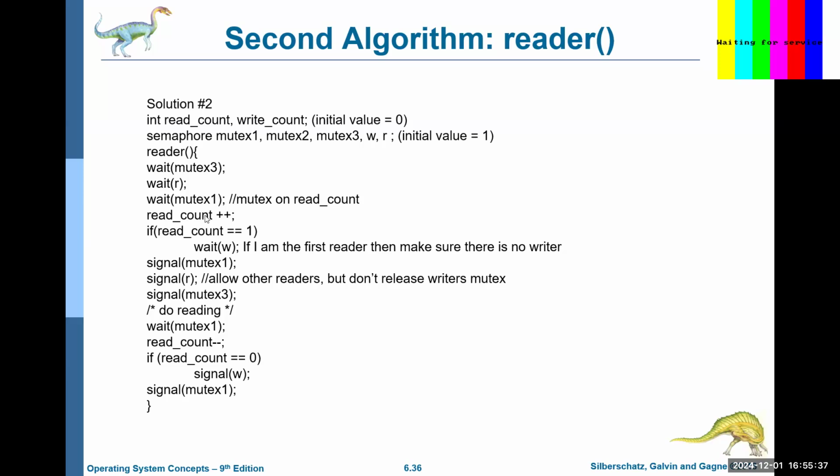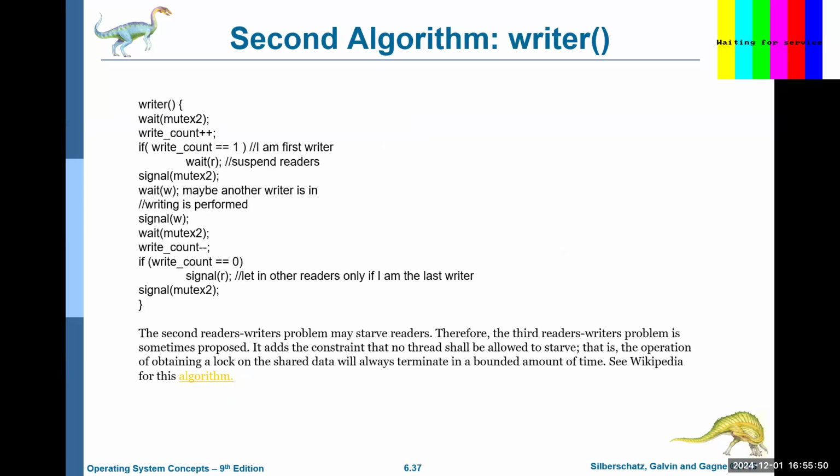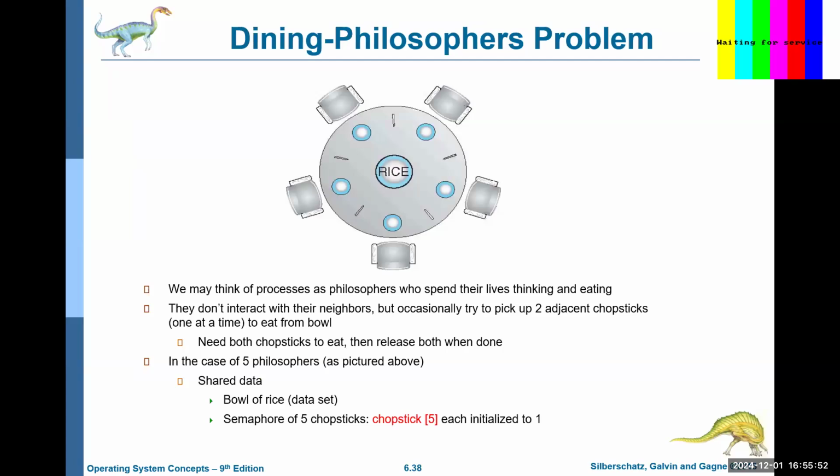This is solution 2 for the readers-writers problem, where, as I just said, as soon as there's a writer interested, the readers must not be allowed to go in anymore. Let's go to the third and last example.